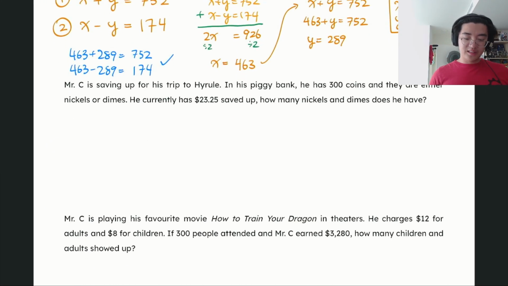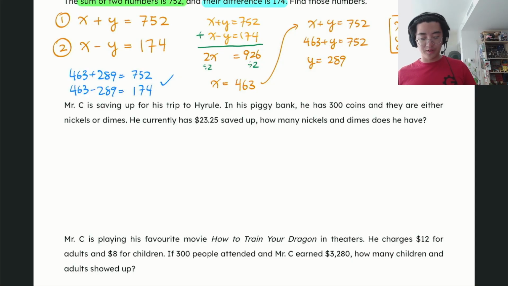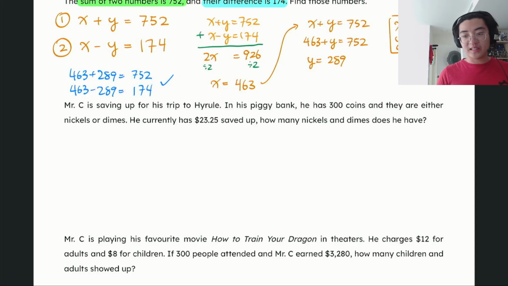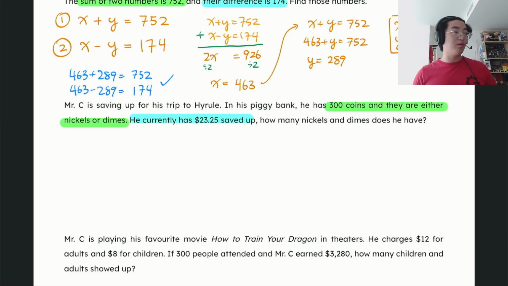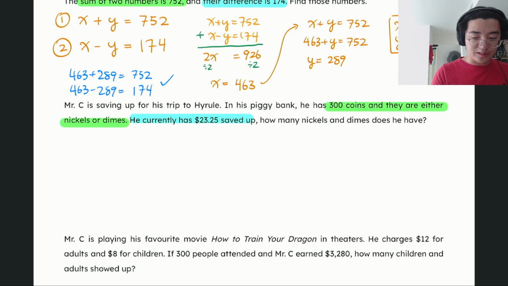Okay, next question. So Mr. C is saving up for his trip to Hyrule. In his piggy bank, he's got 300 coins, and they are nickels or dimes. So that's our first piece of information. So 300 coins of either nickels or dimes. And now we also know that all those nickels and dimes add up to $23.25. Okay, so now the question is, how many nickels and dimes does he have?